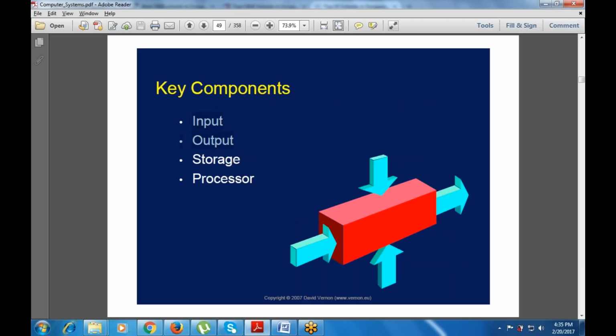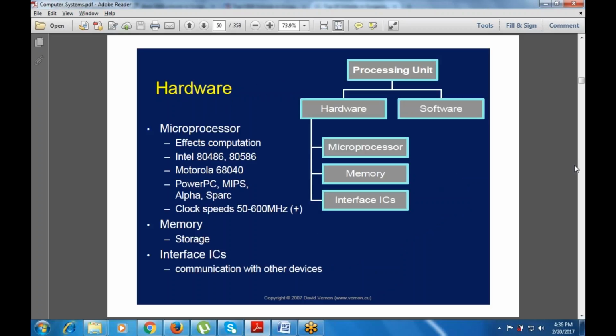Then the key components are the input, then output, then storage, then processor. Whatever term is used with the input, output, storage, and the processor, it is the same term that we are using over here. The next one is hardware. One is the microprocessor that affects the computation: Intel 80486, 80586, then Motorola 68040, then PowerPC, MIPS, Alpha, Sparc, and the clock speed is 50 to 600 megahertz.